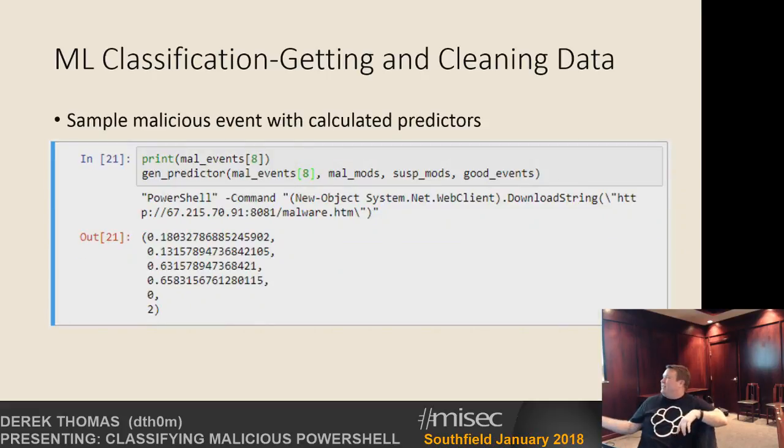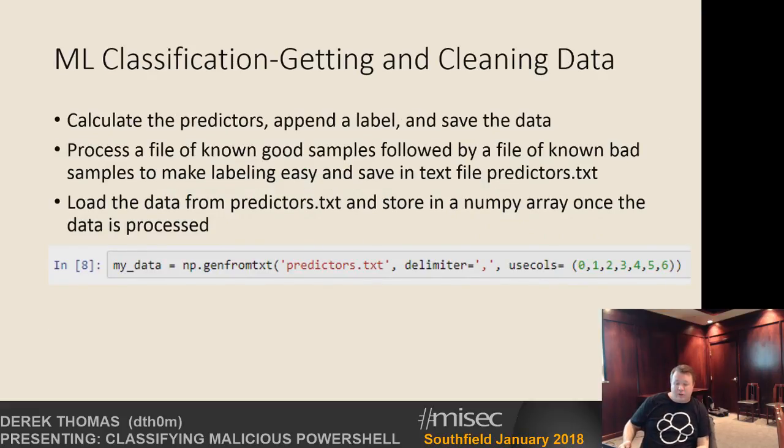Okay, so here the genPredictor is just a function. Pass in an event. Here's mail events 8, which is this event. The malicious modules is a list of malicious modules, so what do I want to be considered a malicious module? What do I want to be considered a suspicious module? And the good events are used to calculate the cosine similarity, which is right here, 0.65. This one's pretty low. Anything under 0.7 is suspect, but some known good can be that low. So you calculate the predictors, process the files, and then combine the files.